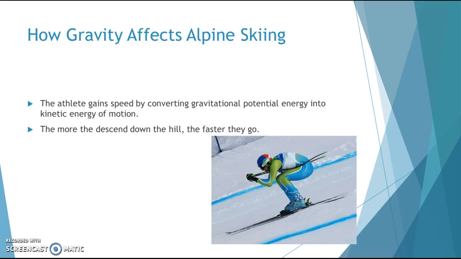Gravity also has a big effect on alpine skiing. The athlete gains speed by converting gravitational potential energy into kinetic energy of motion. So the more they descend down the hill, the faster they go.